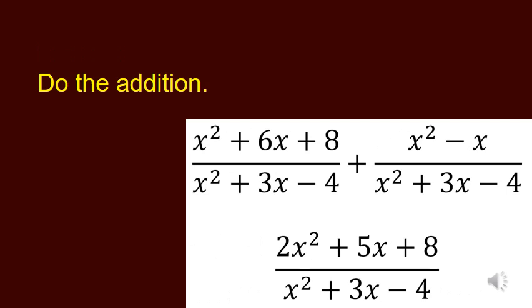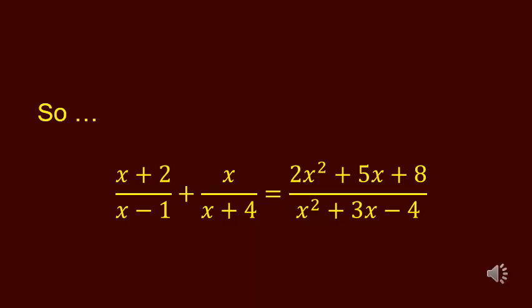Now we have to actually do the addition, and that basically boils down to combining like terms. Remember, when you add fractions, you just add up the stuff that's on top and you leave the bottom alone. That's why I'm getting 2x squared, 6 minus 1 is plus 5x, and then there's nothing to put the 8 together with, so plus 8. 2x squared plus 5x plus 8, all over x squared plus 3x minus 4. So again, my original problem is shown there, and we've got the final answer. All I did was find a common denominator, distribute everything out, and then add up the like terms on top.